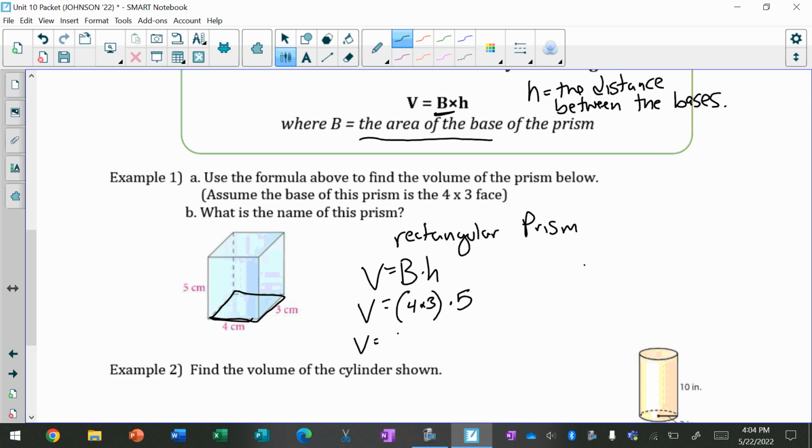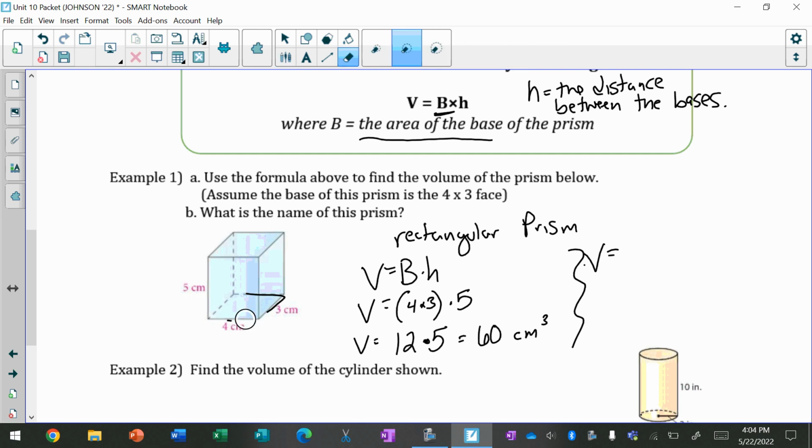So the volume would be the area of the base multiplied by the height, which would be 60 centimeters cubed. Volume is in cubic units. That means that there's 1 centimeter by 1 centimeter by 1 centimeter cubed. It would take 60 of those to fill in this shape. Now, if you want to look at the volume in terms of, all right, let's look at the front and the back as being the base. So if the front is the base, the area of the base would be 5 times 4.